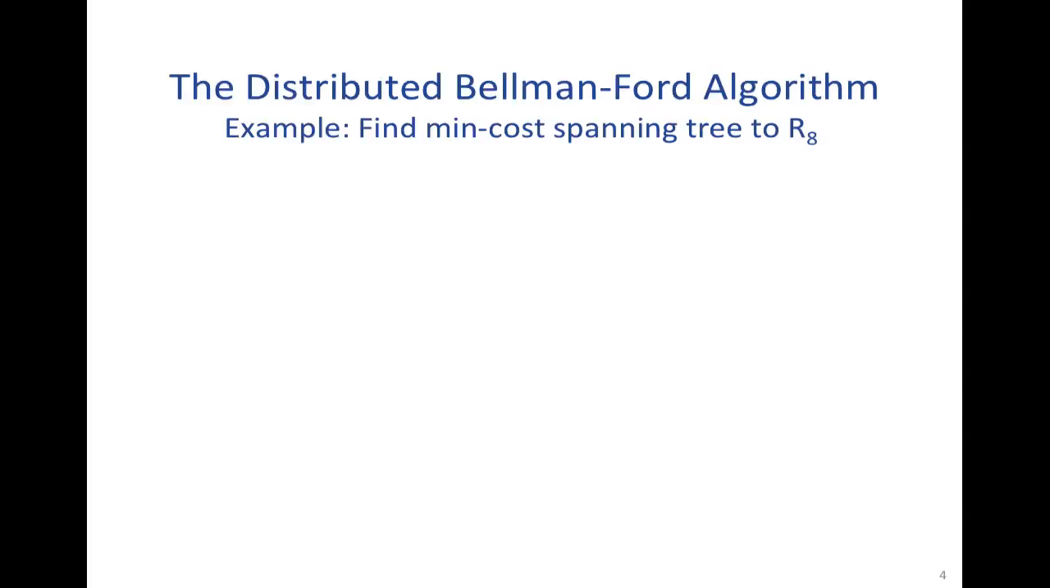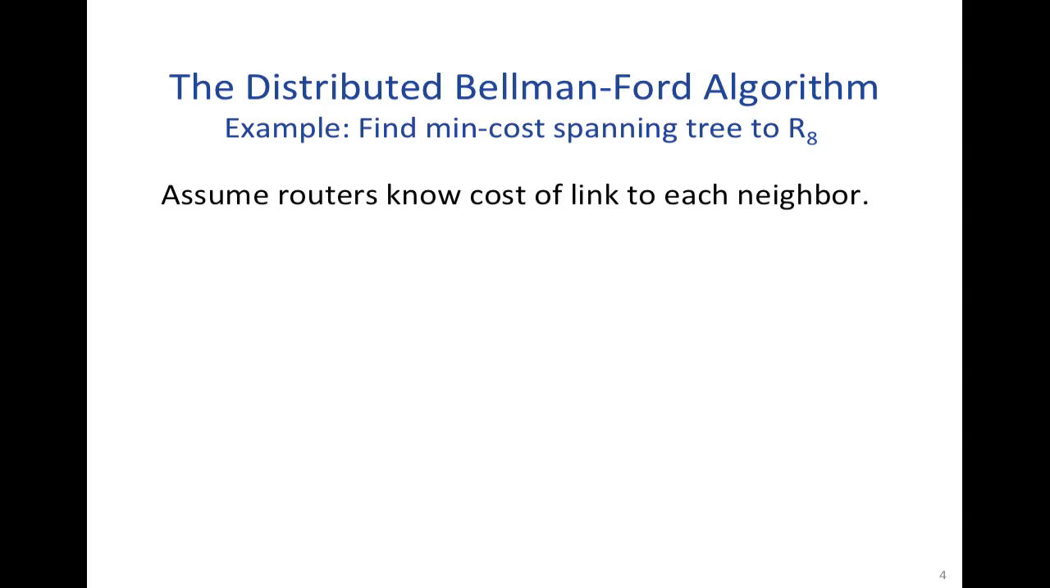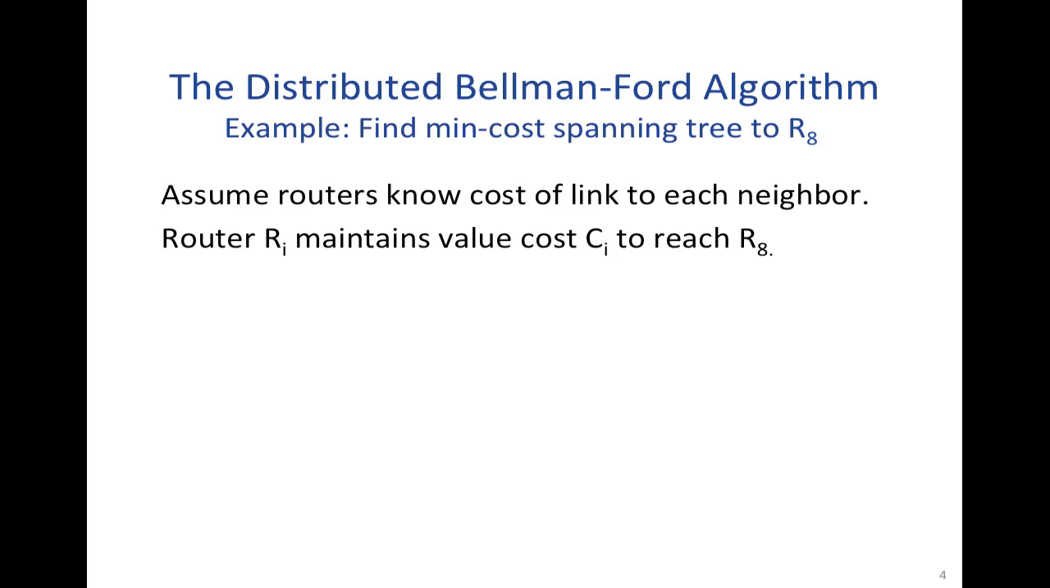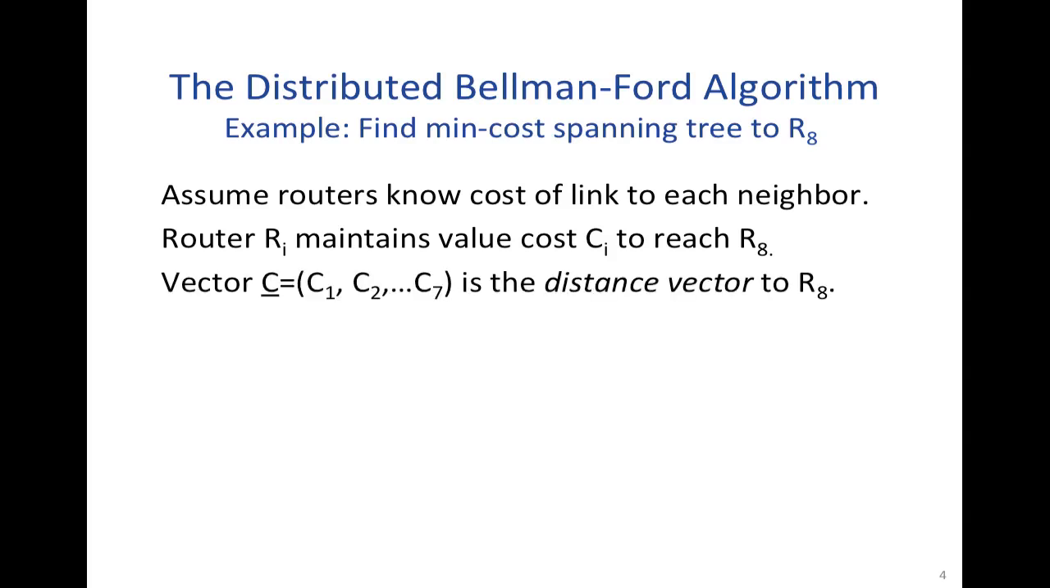So in the Bellman-Ford algorithm, we're going to assume that the routers know the cost of the link to each of their neighbors, so that there is a metric and a cost associated with using that link. And we're going to assume that router Ri maintains the value of the cost to reach R8. At any one instance, it's going to keep its current lowest cost to reach R8, which we'll call Ci. So we're going to have a vector C, which contains the costs of the 7 routers R1 through R7 of their current cost to reach R8. And this is the distance vector to reach R8.